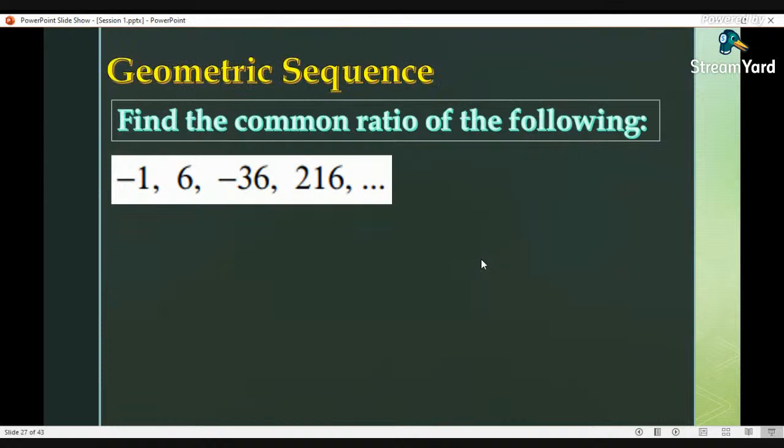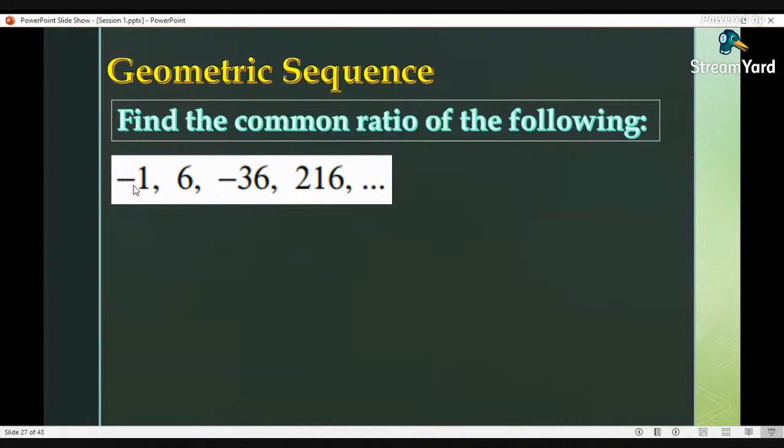Okay, next, find the common ratio of the following. Again, before we find the common ratio, all we have to do first is determine whether it is a geometric sequence or not, because sometimes it is given that it's not a geometric sequence after all. So, let's try. This one is all divisible by 6. So, 6 divided by negative 1. Take note that positive divided by negative is a negative value. So the common ratio must be negative 6. 6 divided by negative 1 is negative 6. Therefore, the common ratio of this is negative 6.